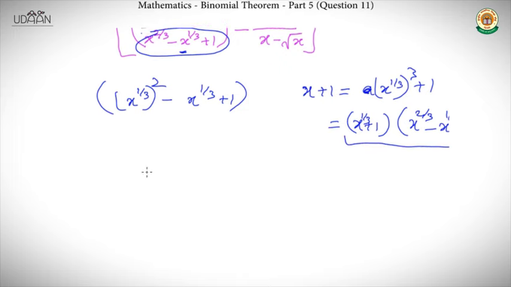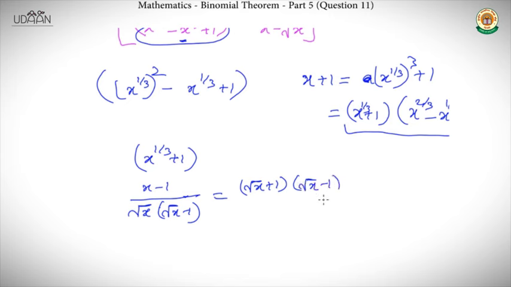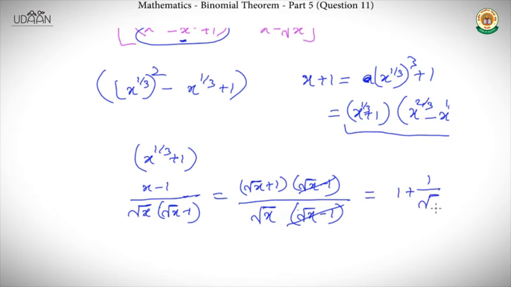So x plus 1 is equal to this term, and the first term we get is x raised to 1 by 3 plus 1. The second term is x minus 1 by root x, so we take root x outside: root x minus 1. We write x minus 1 as (root x plus 1)(root x minus 1), in the form a square minus b square. Root x and root x minus 1 get cancelled from numerator and denominator, so we get 1 plus 1 by root x.